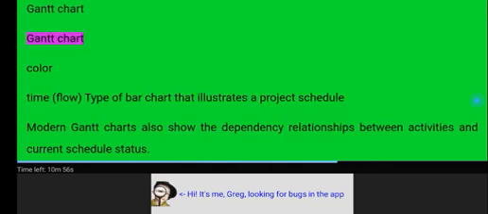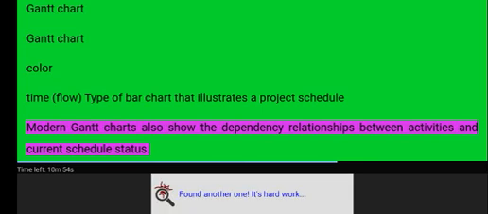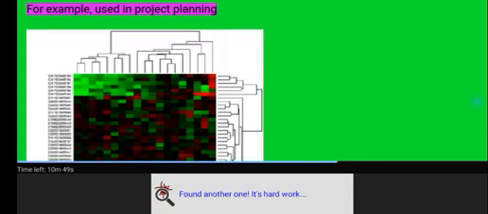Gantt chart. Color, time flow. A type of bar chart that illustrates a project schedule. Modern Gantt charts also show the dependency relationships between activities and current schedule status. For example, used in project planning.